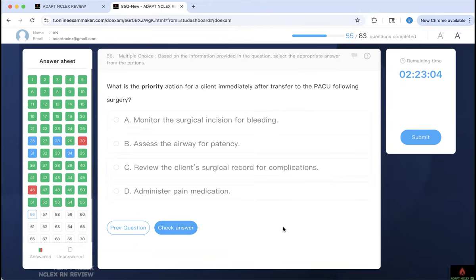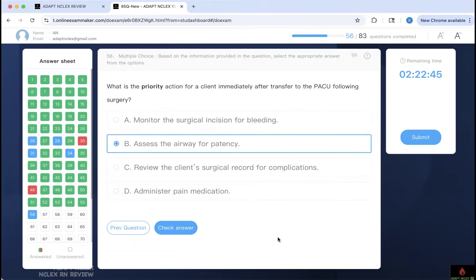Monitor the surgical site for bleeding. Is that a priority? Assess the airway for patency. Review the client's surgical record for complications. Monitor pain medication. What will you do as a nurse if the patient shows up? What will you prioritize?